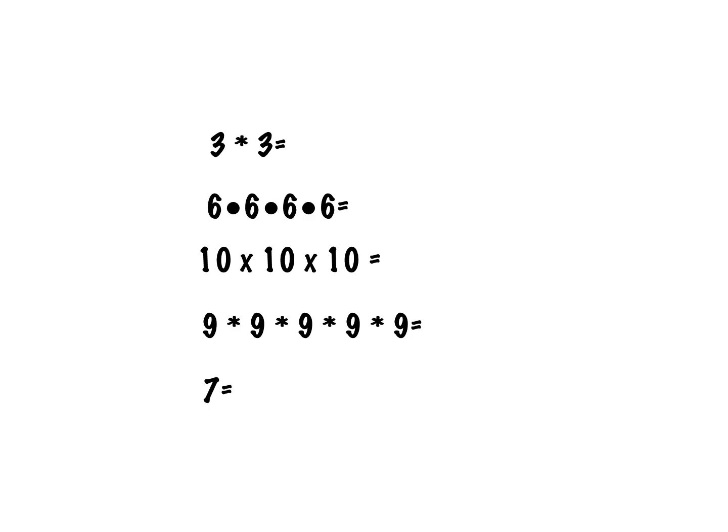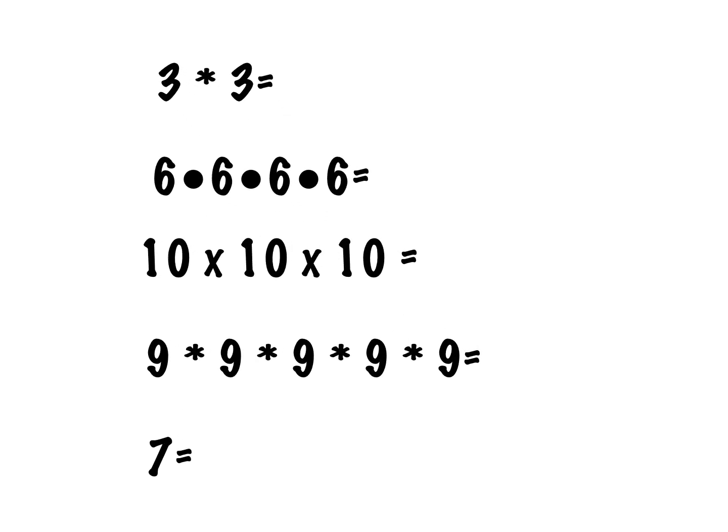So let's look at how we would write a couple of these in what we call exponential notation, or with exponents. So that first one, 3 times 3. How would we write that using exponents? Griffin? 3 over 2. So we're going to call it 3 to the second power is how we're going to read that. Good.